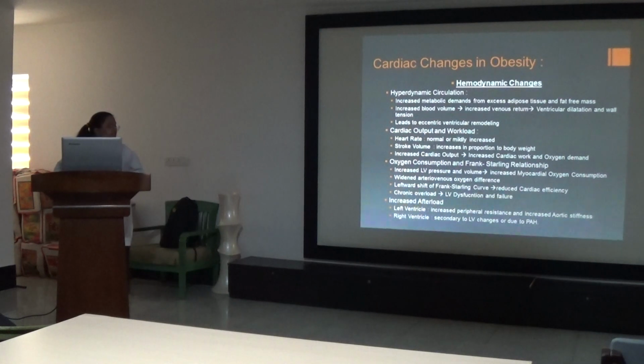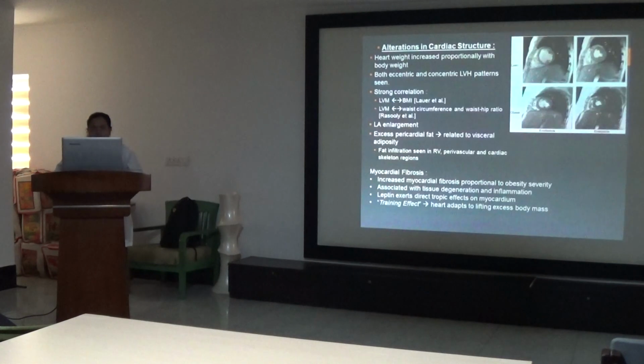So based on the Starling relationship, increased LV pressure and volume shifts towards the left side, increasing myocardial oxygen consumption and widened arteriovenous oxygen difference. So chronic overload leads to LV dysfunction and eventually failure. There is increased afterload due to aortic stiffness, mostly seen in hypertensive patients, which increases peripheral resistance. And increased afterload in the right ventricle is secondary to LV changes, which is in the severe cases. So these are the hemodynamic changes.